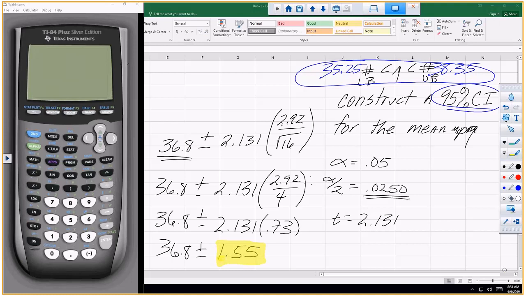Now, let's go to our handy dandy calculator. Let's see if I can do this because I'm not used to doing it. Go to stat.